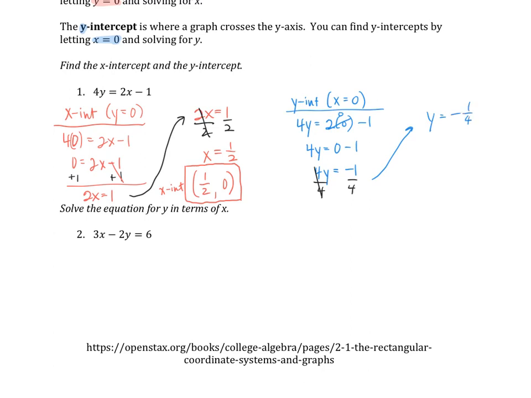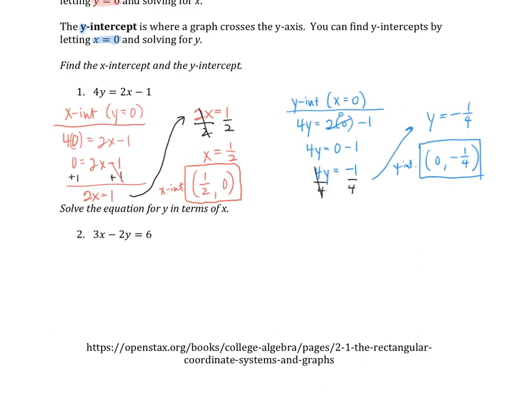negative 1/4. Again, we're looking for an intercept, which is a point. So the x value, we let x be 0, and we found the y value to be negative 1/4. So there is the y-intercept. All right, so that's how you find x and y intercepts in a linear equation.